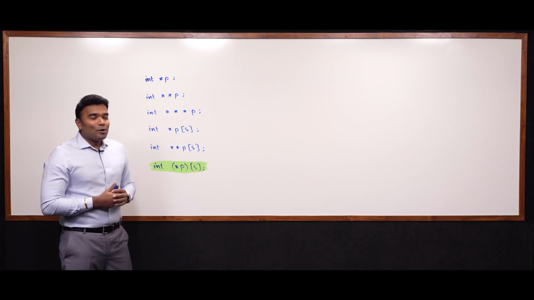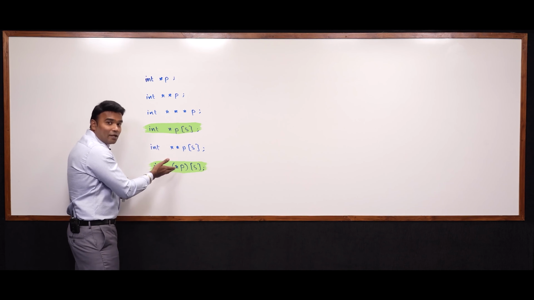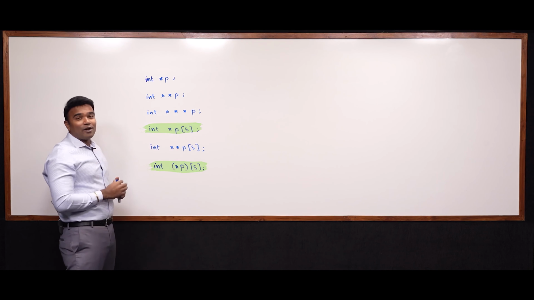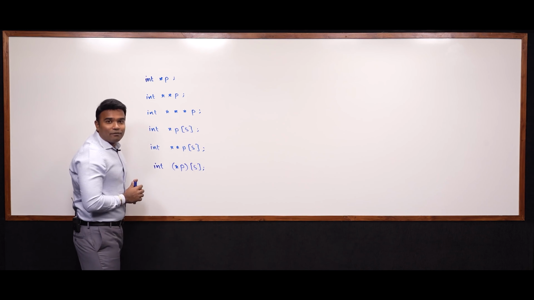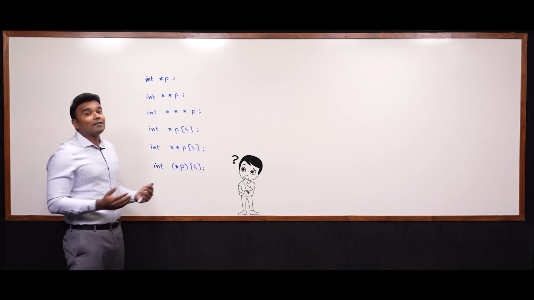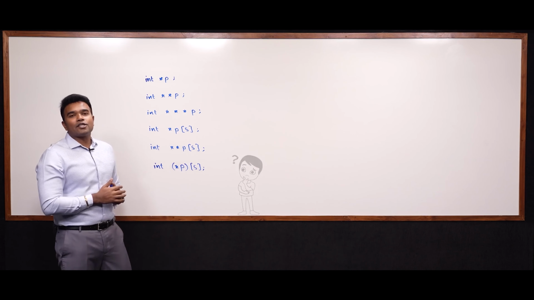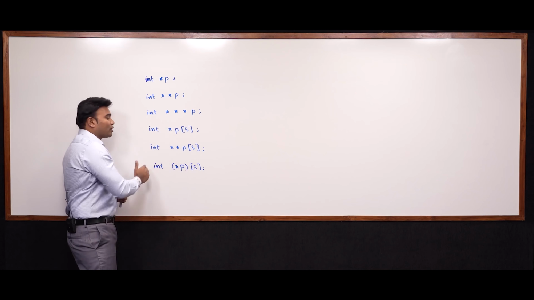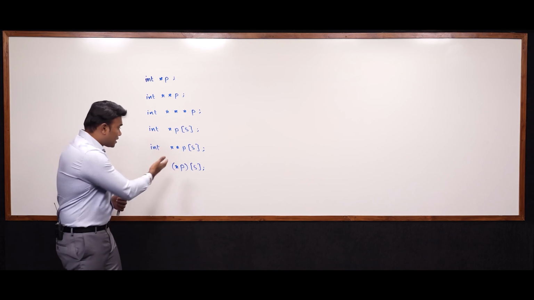Well, if you happen to read this in your style, then there is absolutely no difference between this and this. Because according to you, you would have read this as int star P of 5, and according to you, this is also int star P of 5. And that is the reason I told you why you should not read declaration statements like English statements, starting from the left and moving towards the right. You should never read it that way. Then how do we read this statement?